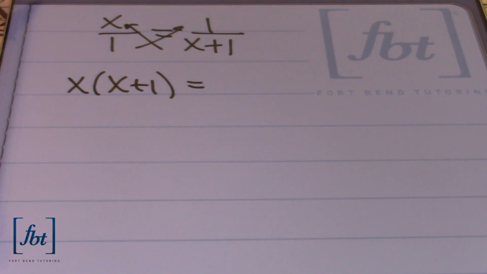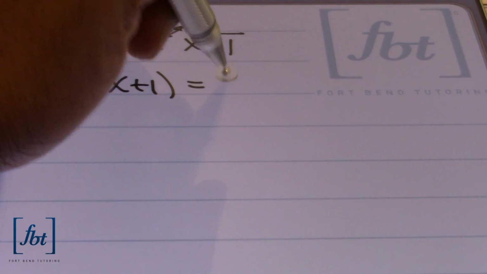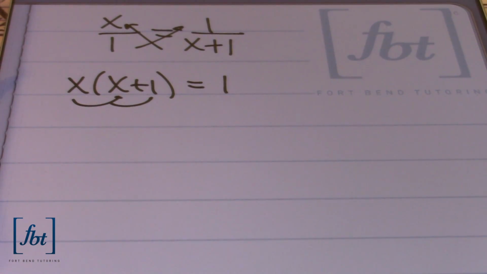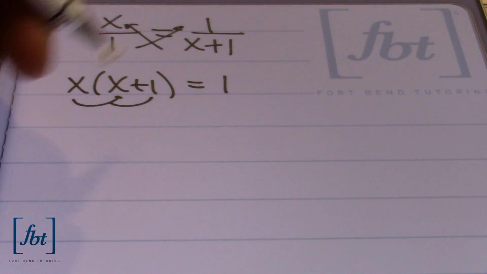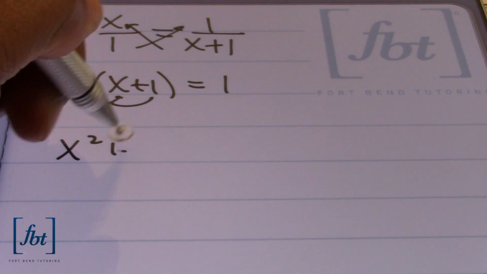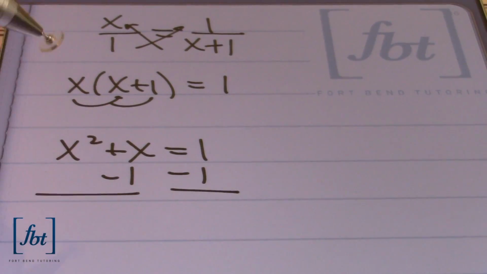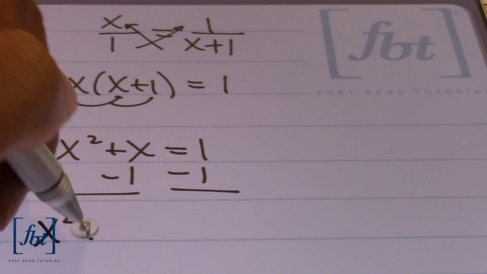Okay, just to show what I'm doing. I have x times the quantity of x plus 1, which equals 1 times 1, which is 1. We're going to distribute here. I got my arrows popping, okay? So I end up with x squared plus x equals 1, and then setting this equal to 0, you'll now have x squared plus x minus 1 equals 0.